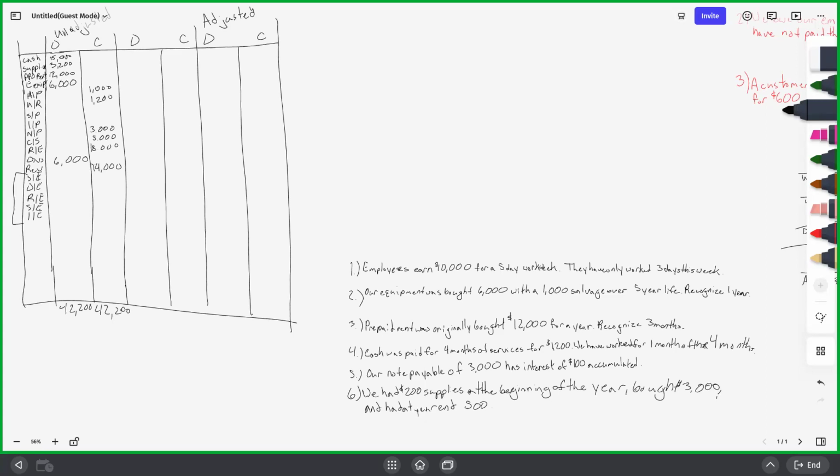Wage expense, wage payable, how much? 6,000 each. So we got, it's salary expense here. We're gonna debit 6,000. Okay, so we're just adding the numbers on the entries. And then at the end, the adjusting with everything else. Yes.